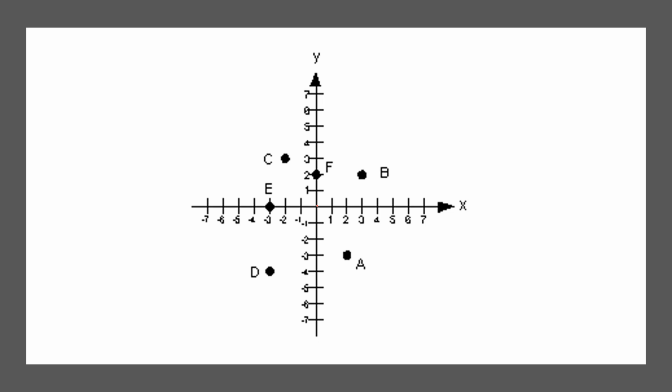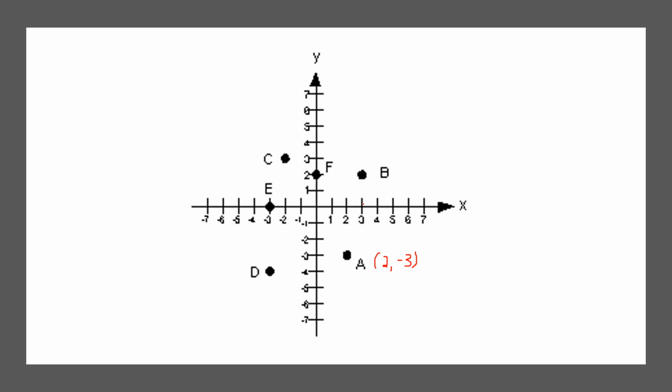Here's an example of some order pairs on this coordinate plane. If we look at point A that has a certain location, to write the order pair we start with the x first, the horizontal, and then we do the vertical second. So if I'm looking at A, I see on the x-axis A is at a positive 2 and then a negative 3 for the y. So the order pair for A would be (2, -3). Order is important. X comes first, then y.